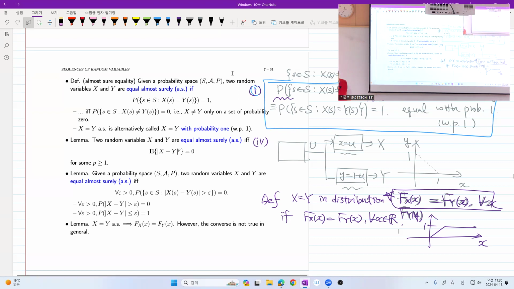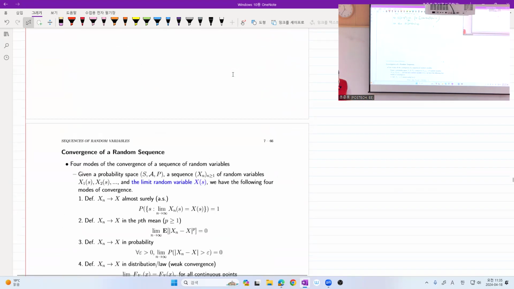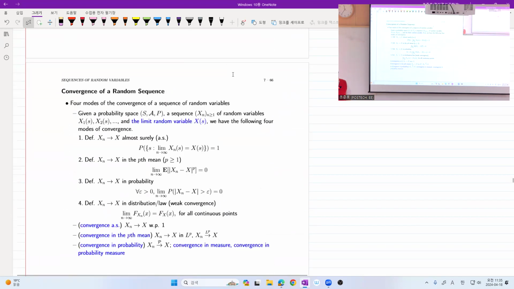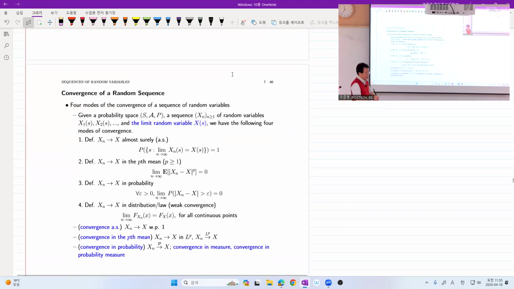Now, let's consider the sequence of random variables. The first question is this. When we talk about the sequence of random variables, what would be the limit of that sequence? It could be anything, or it should be something.